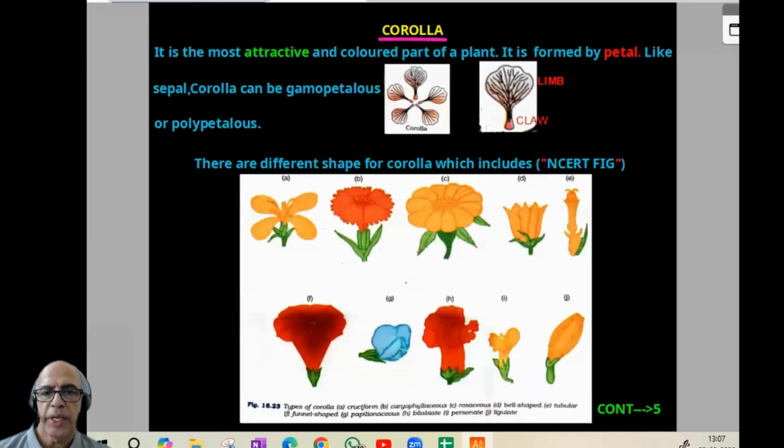So when we proceed to the next page, the next word we are starting is called corolla. Corolla is the most attractive and colored part of a plant. It is formed by petals. Corolla can be gamopetalous, or corolla can be polypetalous.